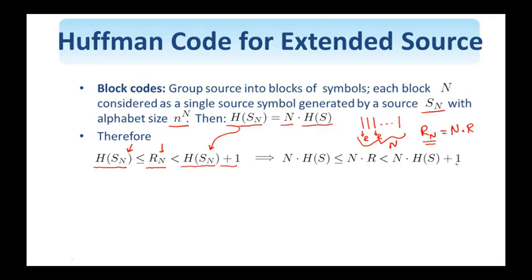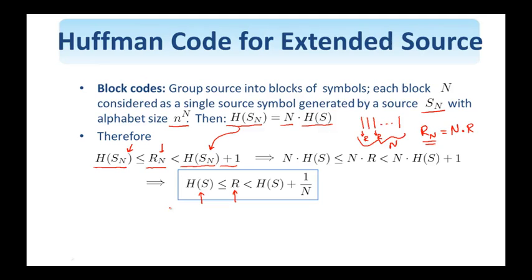If I divide everything by n, I end up with this expression for the rate of the original source. It's bounded below by its entropy as always, but above by its entropy plus 1 over n. So clearly, as n increases, 1 over n vanishes, and therefore using this method of the extended source, I'm guaranteed that I will obtain a Huffman code that will achieve entropy.